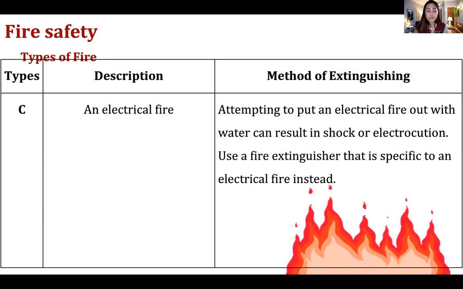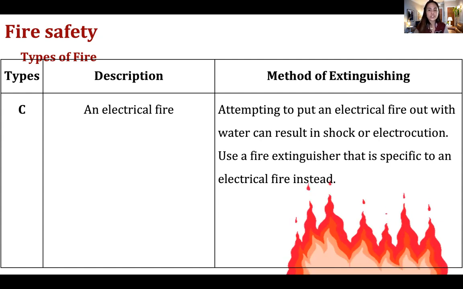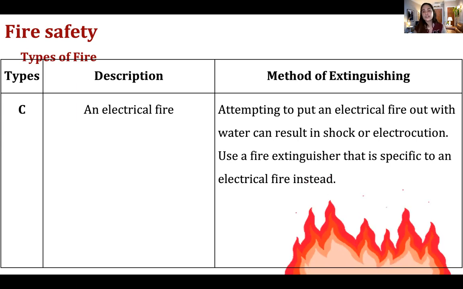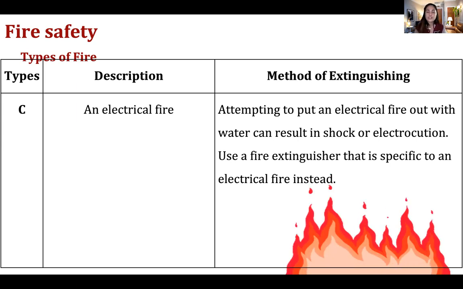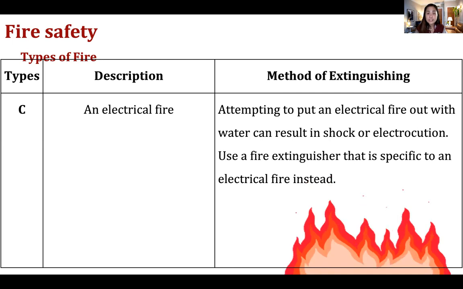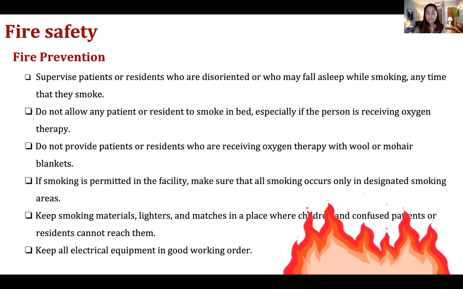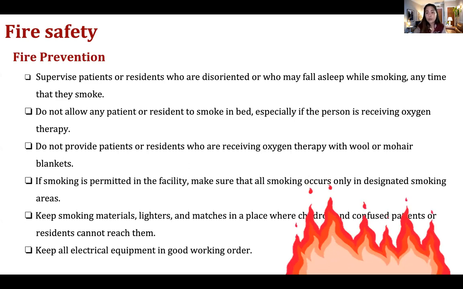We also have type C fire, which is the electrical fire. Attempting to put an electrical fire out with water can result in shock or electrocution. So we all know that. Use a fire extinguisher that is specific to an electrical fire instead. If you are in the hospital, you will be oriented on what type of extinguisher you can use for a specific type of fire.